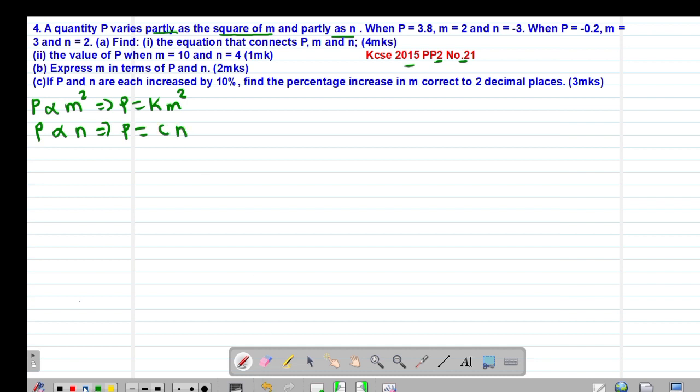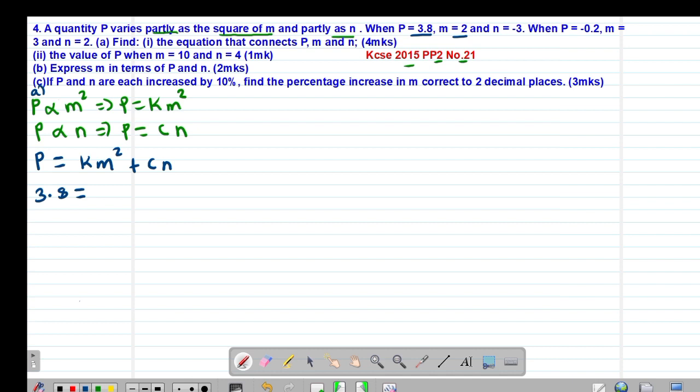Because of the word partly, it simply means that you are dealing with partial variation, therefore we need to add the terms. So that means P will be given by K M squared plus C N, where K and C are constants of proportionality. So we are given conditions that P is 3.8 when M is 2. Remember we are answering part A of the question, whereby we are told to find the equation that connects P, M and N.